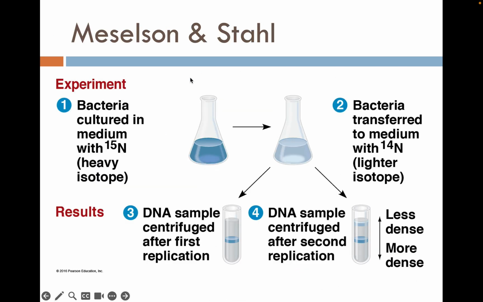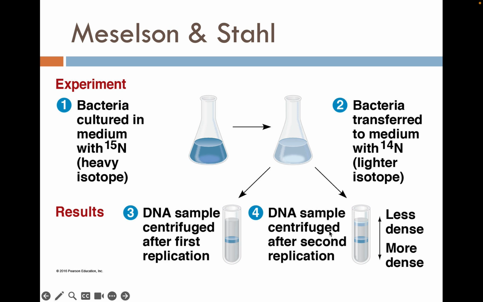Well, Meselson and Stahl did this really cool experiment where they cultured bacteria in a medium with a heavy isotope of nitrogen in it. And they transferred the bacteria to a medium with a lighter isotope. So they grew bacteria, there was cell division, and DNA was replicated with this heavy isotope. Then they transferred it to another place where there was a lighter isotope and let them grow. They sampled the DNA and centrifuged it after the first replication. So they let the cells divide one time, and there's a single band of DNA. It means the DNA basically all had the same weight.